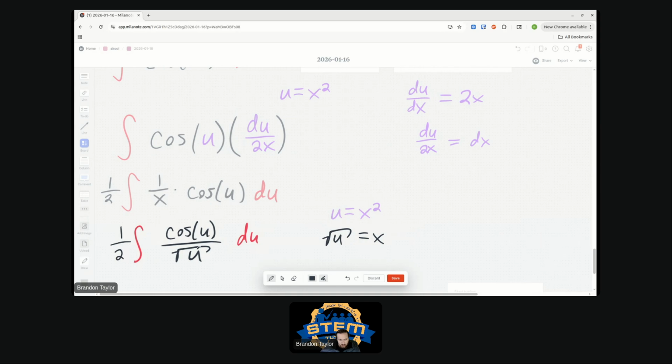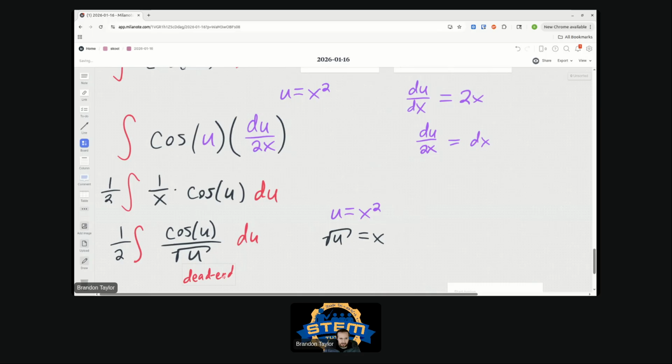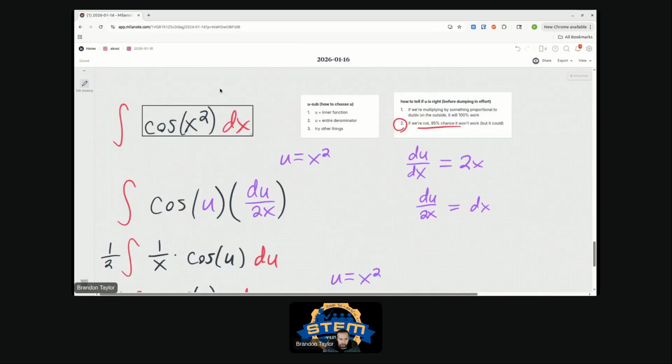Hopefully it's clear, you can turn this problem into cosine of u over the square root of u. But the problem is we don't know how to solve this either. You can rearrange it, but we basically hit a dead end. U-sub doesn't work here. You cannot solve this integral with U-substitution.